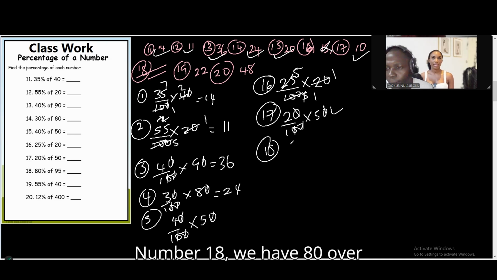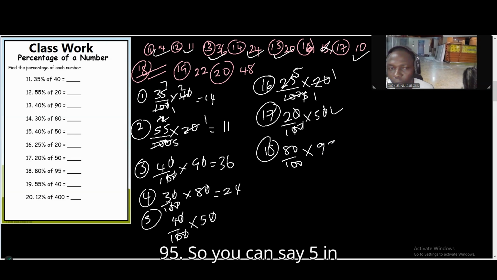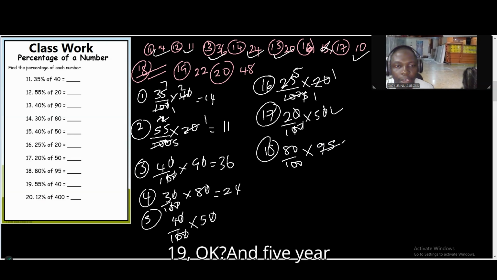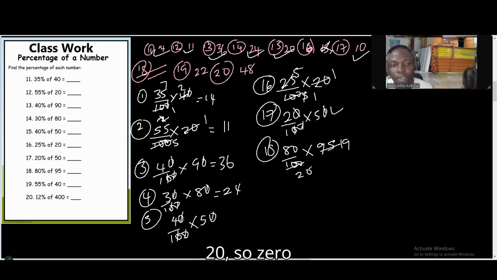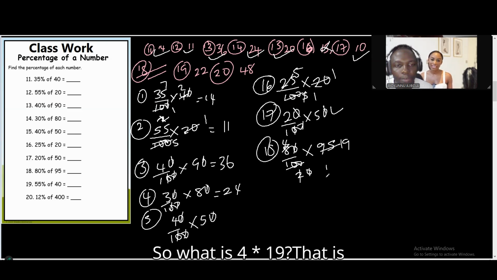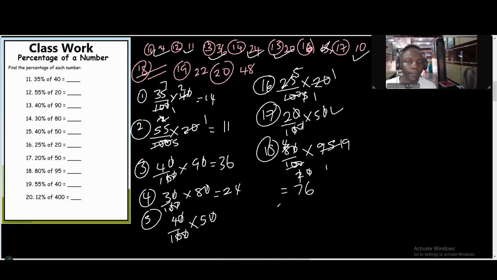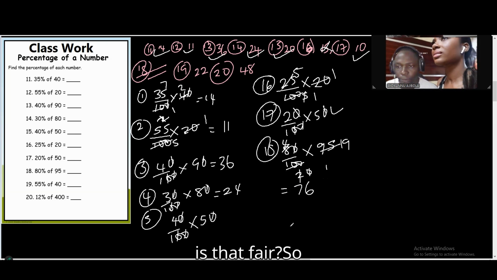Number 18, we have 80 over 100 times 95. So you can say 5 here 19, and 5 here 20. So 0 cancel 0, 2 here 1, 2 here 4. So what is 4 times 19? That is 76, okay? Is that clear? Okay. Good.